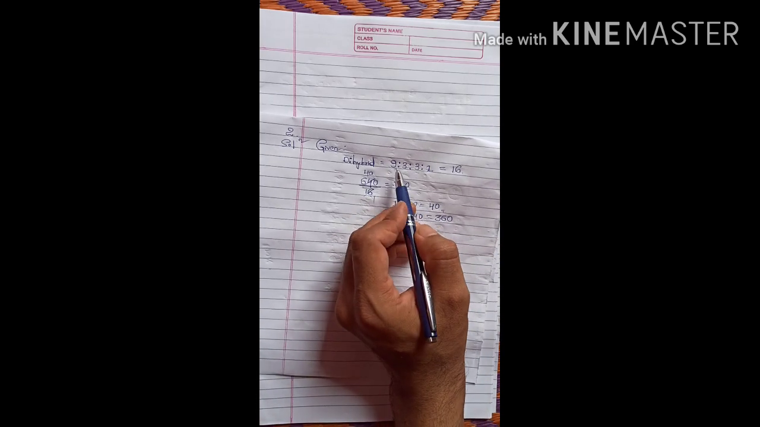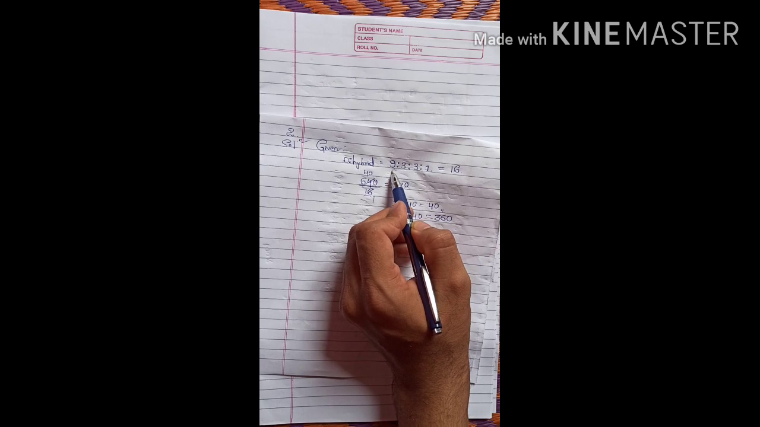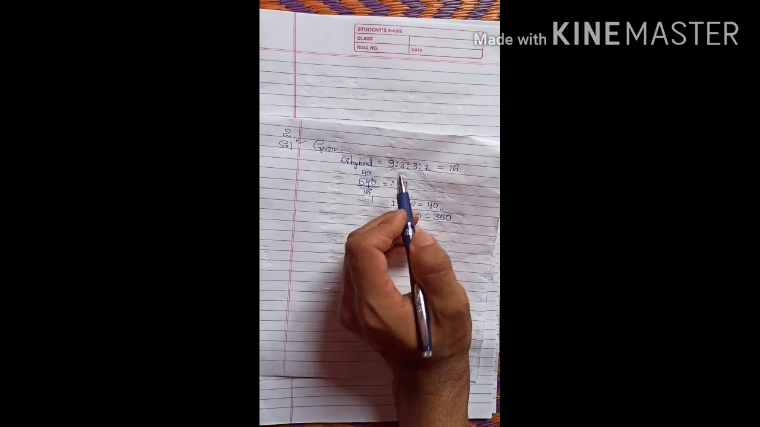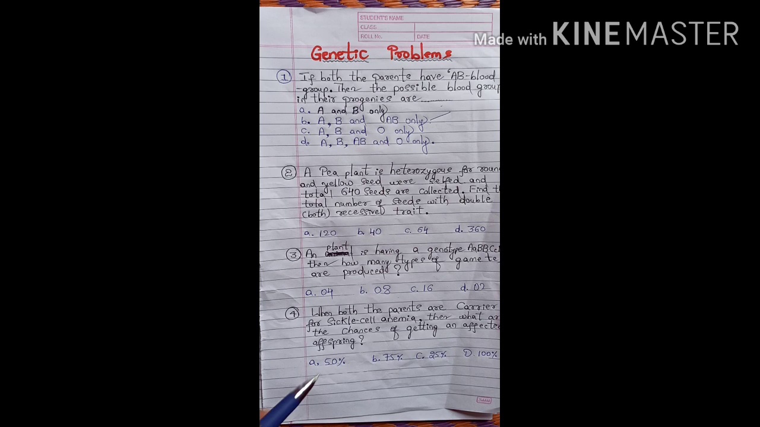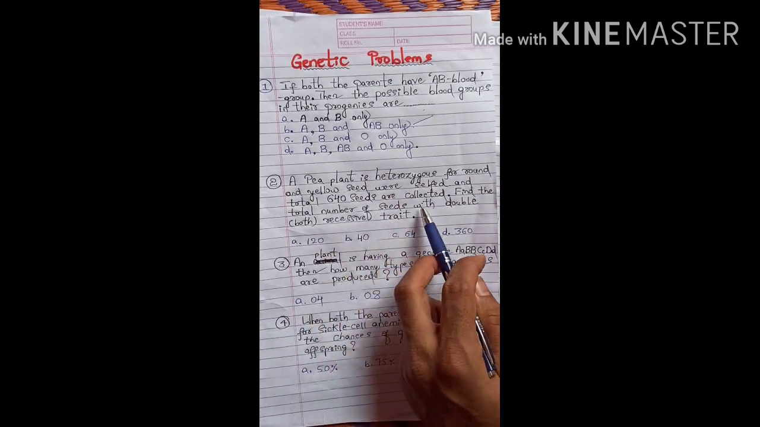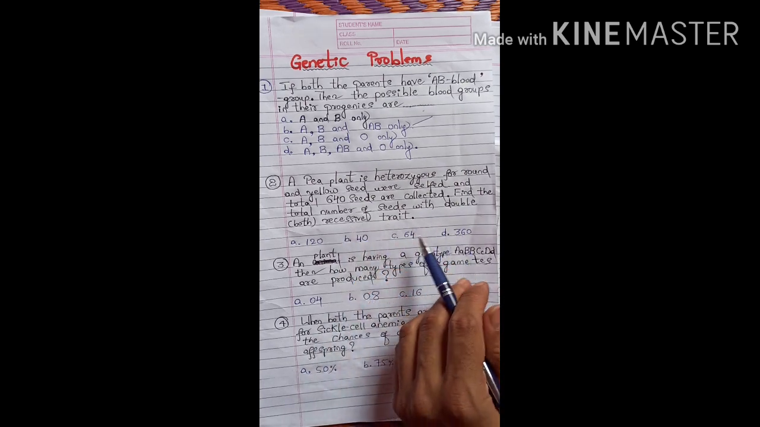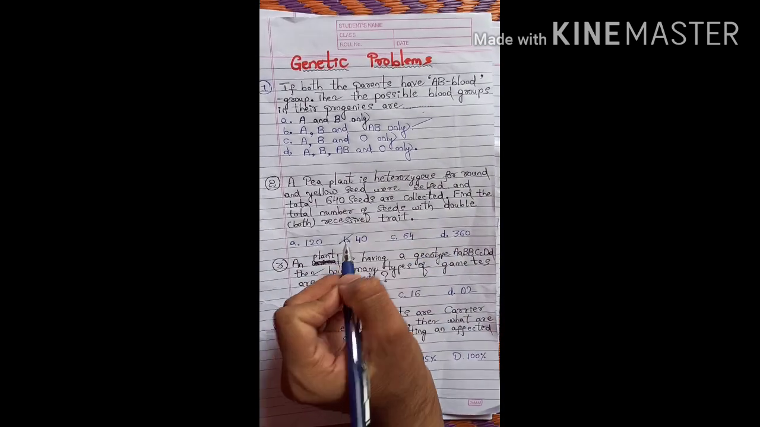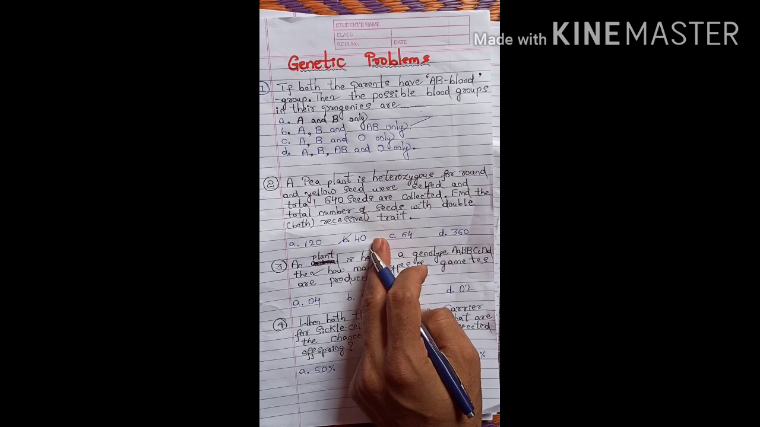So 9 fours are 36, that is 360, when the question is asked for double or both dominant trait. But in the question paper, you can see that they have mentioned find the total number of seeds with recessive trait, so that answer is our 40. Again in this option also B is the correct answer.